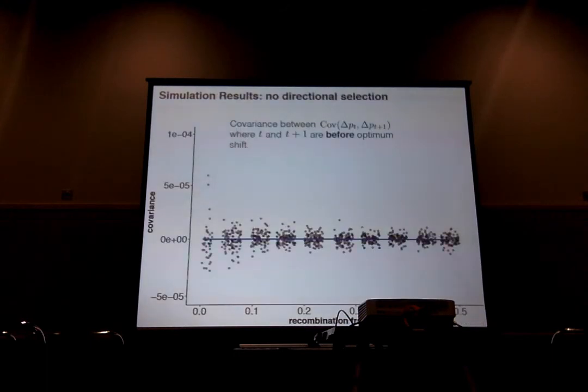And so what we see is that these covariances, before the optimum shift, so essentially no directional selection, are flat, and they don't differ by recombination fraction. They're zero across the board.